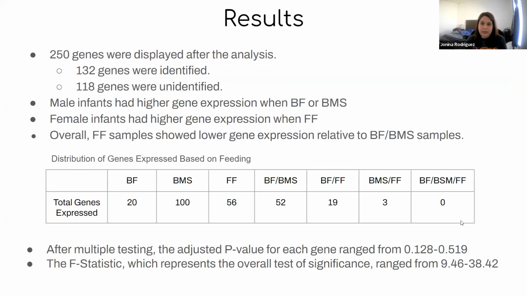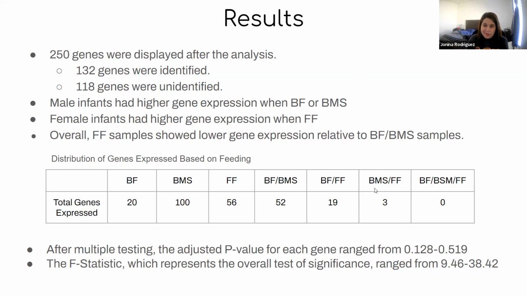And then throughout looking at all the different graphs of the 250 genes, we noticed that male infants had a higher gene expression in breastfed and breast milk supplements. So overall, among breastfed babies, males had more gene expression, whereas those who were exclusively formula fed showed higher expression in female infants. And then overall, formula fed infants actually showed lower gene expression relative to the breastfeeding samples, which was actually kind of surprising due to all the extra added ingredients within formula.